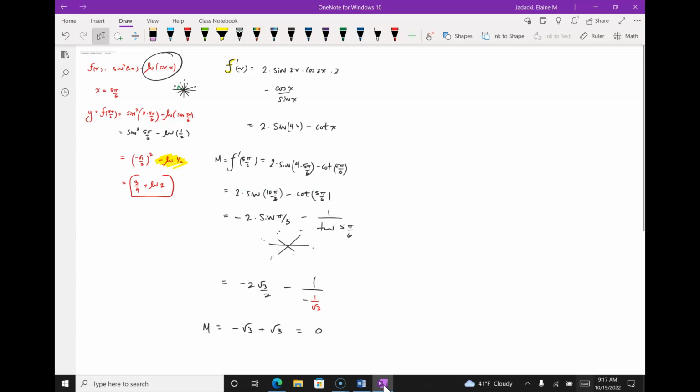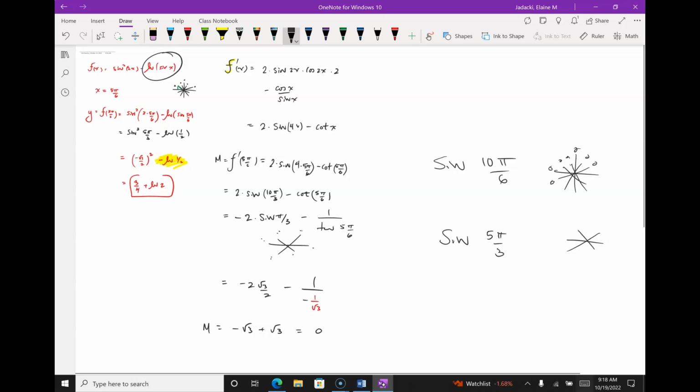Yes, and it will. So sine of 10 pi over 6, right? Wait, what was it? It was 2 times 5 pi over 6, right? And I did sine of 5 pi over 3, right? So cut this one into 12, double that denominator. Cut this one into 6. So I'm going to count 10 here. 1, 2, 3, 4, 5, 6, 7, 8, 9, 10. Sine is negative. 1, 2, 3, 4, 5. You see I'm at the same spot. Sine is still negative.